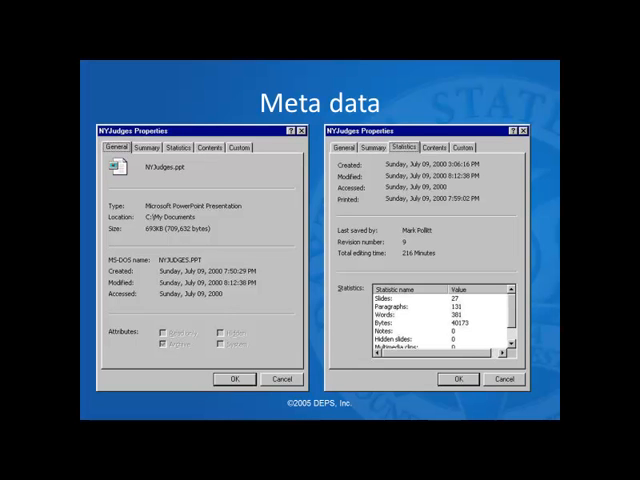This is an example of some of the metadata that's created by PowerPoint. And it not only has the standard modified, access and created dates, but it even keeps the data of when it was last printed. It says how many revisions there were, who was the last person to save it, what was the total editing time, all of these sorts of things.